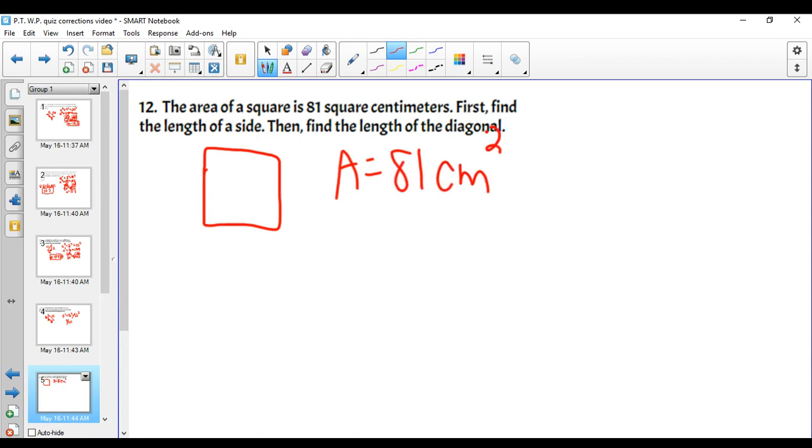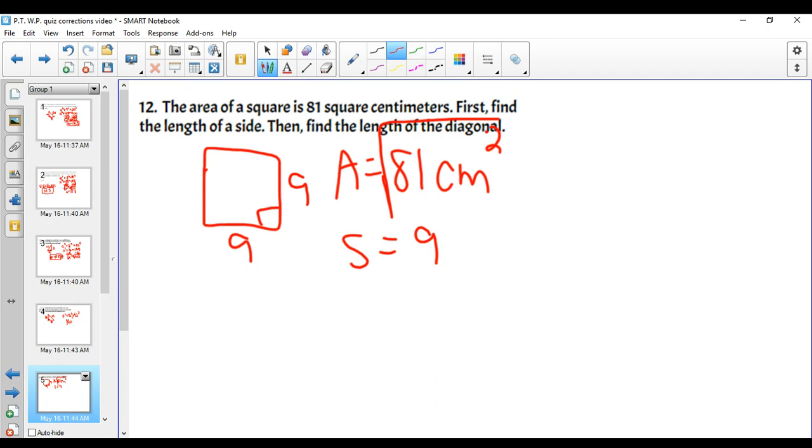Well, think about how that area answer was found. We did length times length, which in this case, the length and width are the same. So it's side squared. So we need to find the square root of the area to figure out what each side is. So each side length is 9, because we know that 9 times 9 is 81.